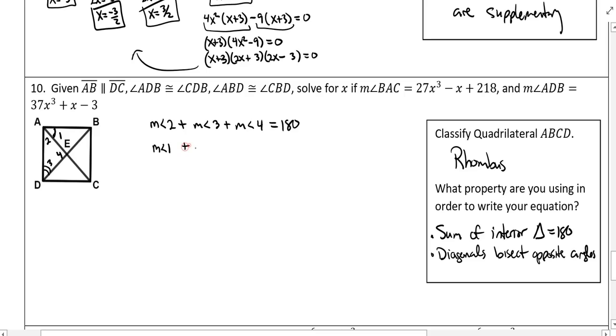The measure of angle 3 plus the measure of angle 4. The measure of angle 4 is going to be 90, because diagonals in a rhombus are perpendicular, and angle 4 happens where the diagonals cross.